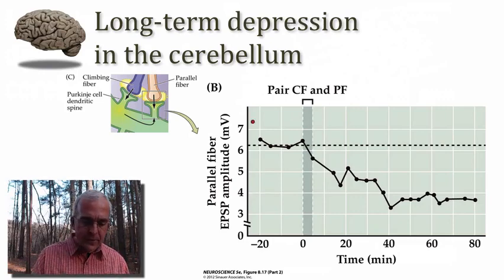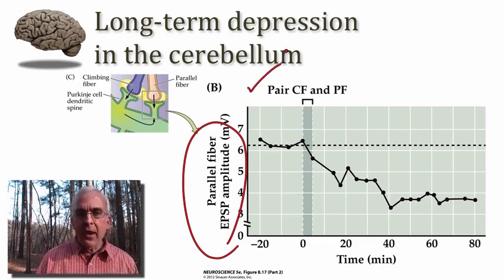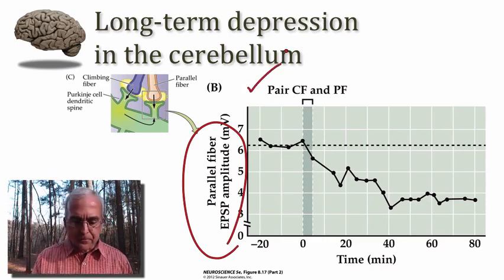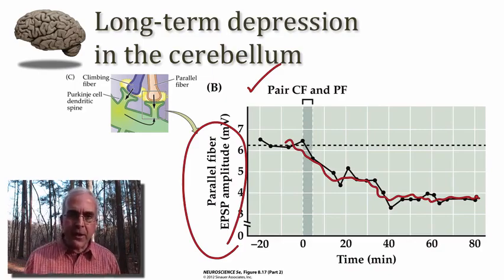And that can be measured here in this experimental record where there's a recording of the excitatory postsynaptic amplitude at the parallel fiber Purkinje cell synapse. And with conjoint stimulation of both climbing fiber and parallel fiber, now we see over time a decline to about 50% or so of the amplitude of that excitatory postsynaptic connection.